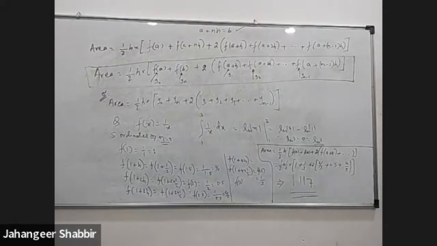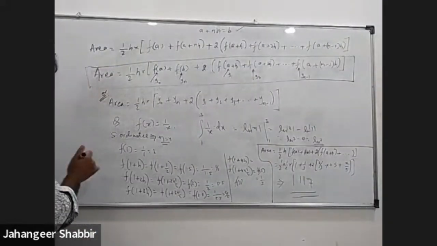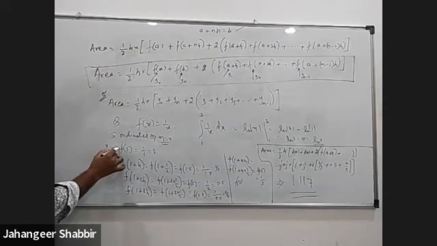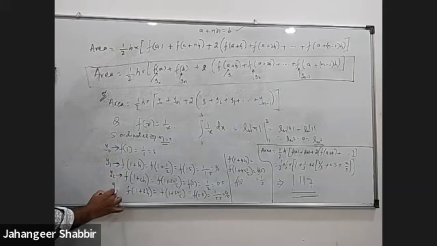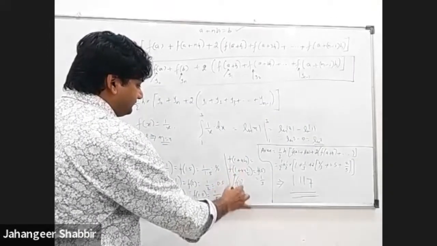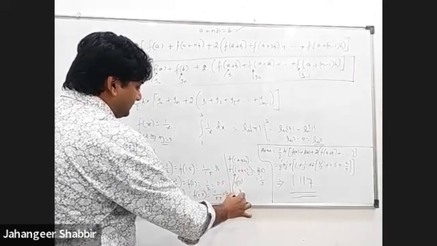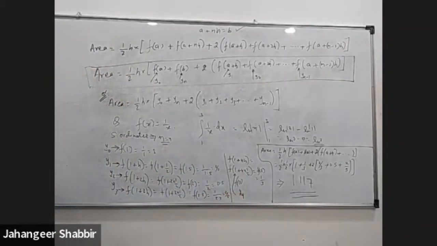So f of 1 plus h is 1, right? You can write y1. This will be, guys, y0. This will be y1. This will be y2. This will be y3. And this will be y4. Since n is 4, till y4 you have to find.